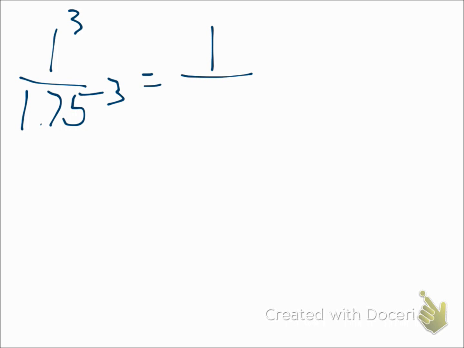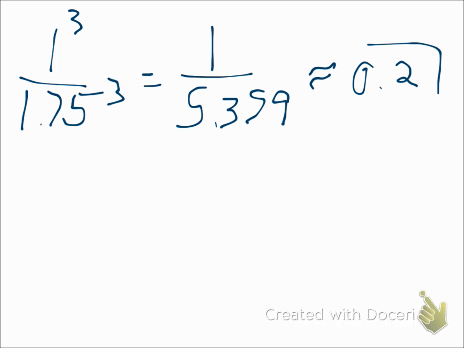That gives me 1 over 5.359, and then to round that to the nearest tenth, it's approximately 0.2. So remember what happened. We had single dimensions for the radii. I had to cube that to get to volume. Because remember, sides are single dimension, areas are squared, and volume is cubed.